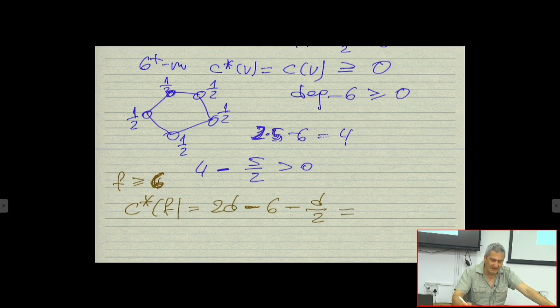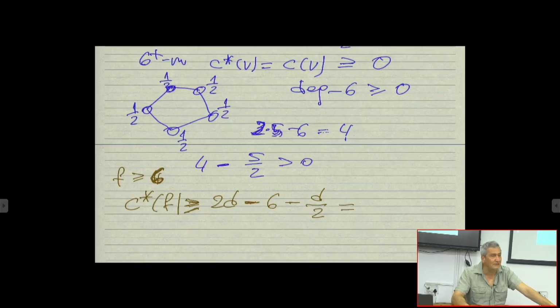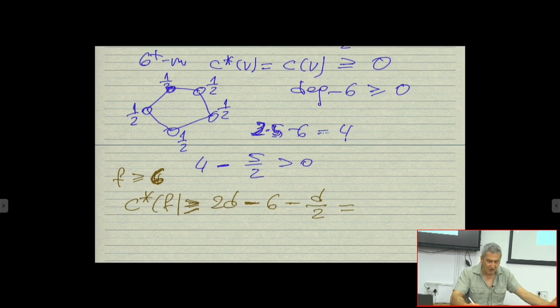And this is like the final charge of a 6-face or more will be like this. At least 2d minus 6 initial charge, no, without this. Because it has length d, it has d vertices. In the worst case, to each of these vertices it sends 1, we get d minus 6, but this is bigger than or equal to 0 because d is at least 6. That's it.